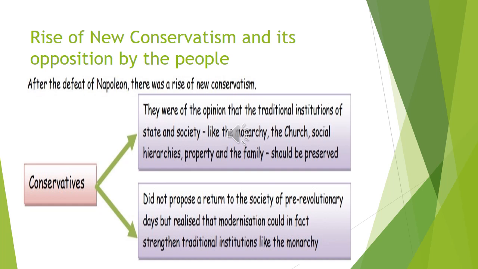The conservatives were those people who were of the opinion that traditional institutions of state and society like monarchy, the church, social hierarchies, property, and the family should be preserved. So they did not support the idea of the liberals. Rather, they wanted that the prevailing institutions of state and society must be preserved. They wanted monarchy to stay. They wanted the influence of the church to stay. They wanted social hierarchy or the social structure based on hierarchy to stay. They were also of the opinion that property and the institution of family should be preserved.